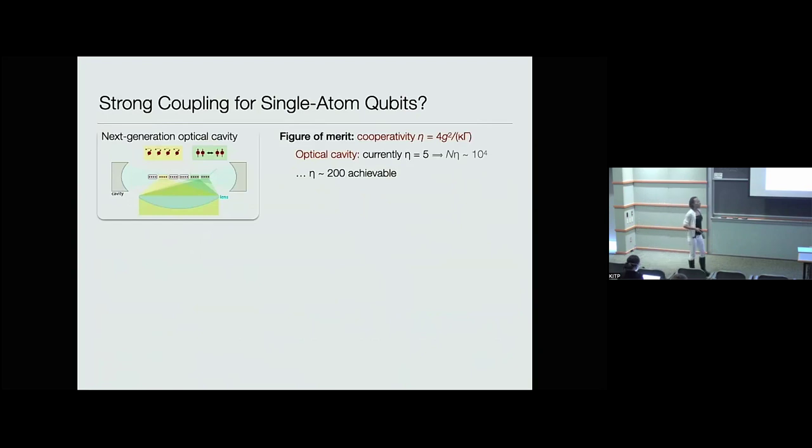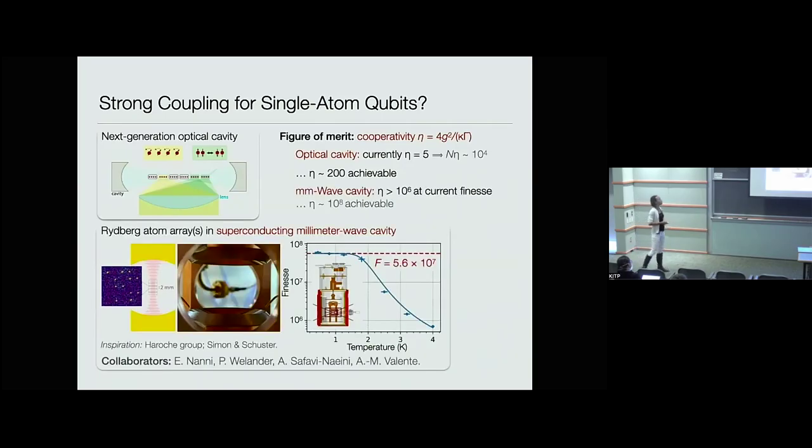In the optical cavity, we actually foresee at some point in the not too distant future an upgrade to single atoms, where it seems reasonable to get the single atom cooperativity to be something like a couple hundred, and that could be interesting, but still would be sort of limited in terms of how coherent these interactions could be.